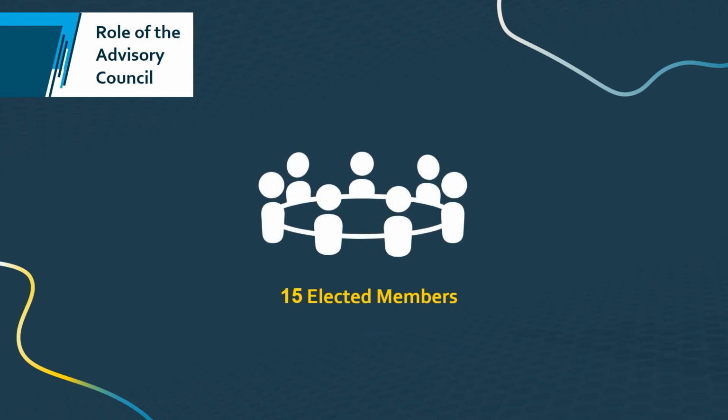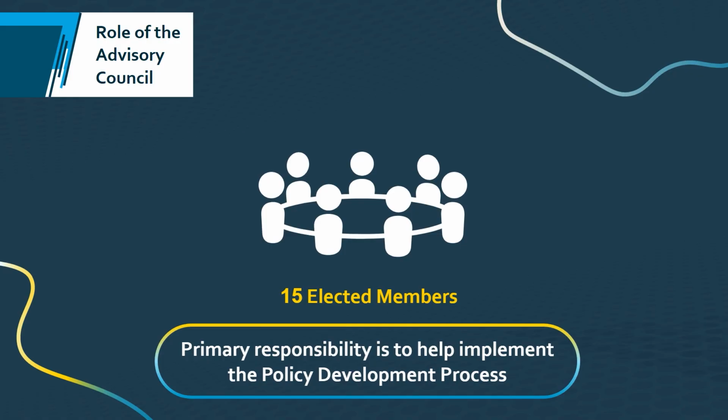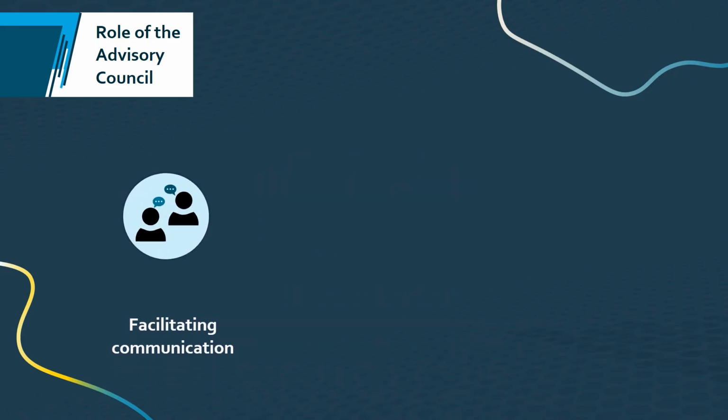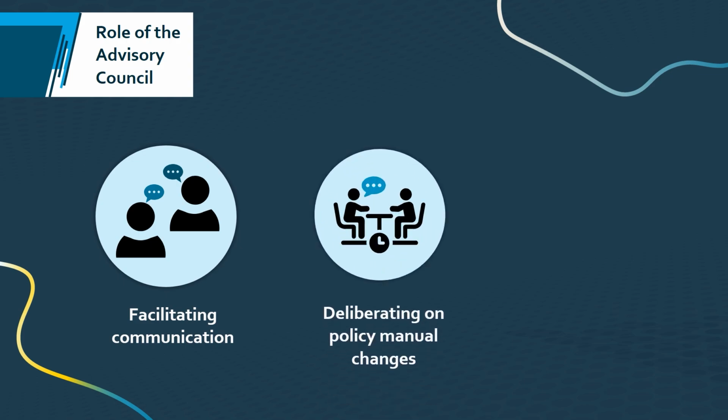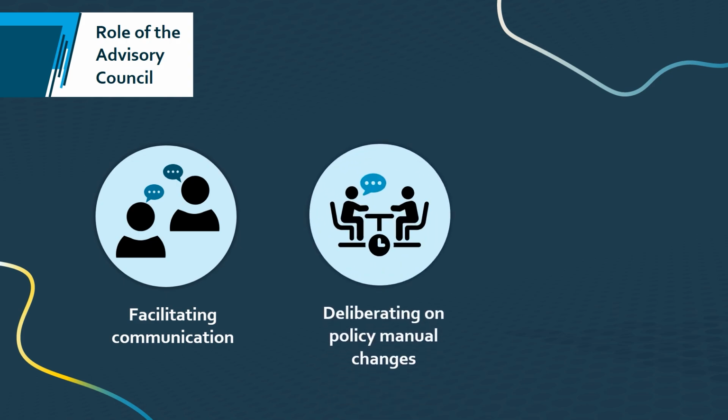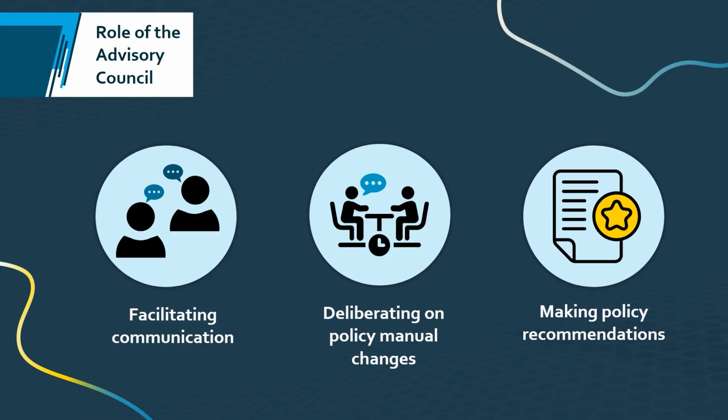The AC is made up of 15 elected members from the ARIN region, and its primary responsibility is to help implement the policy development process. They do this by facilitating communication, operating as a deliberate body to discuss changes to the policy manual, and making policy recommendations to the Board of Trustees.